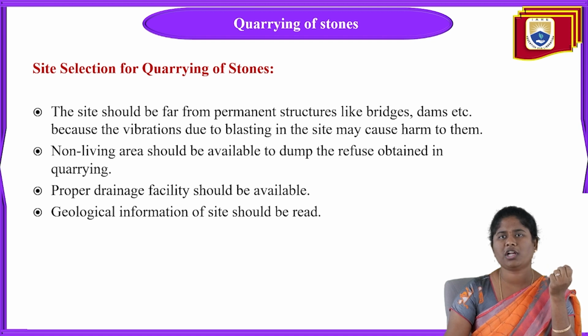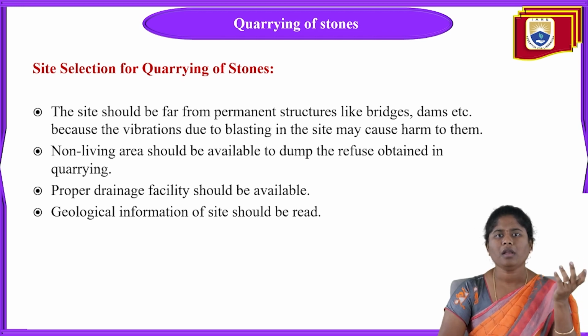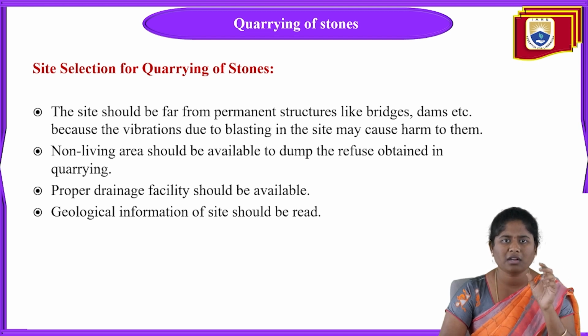And the next one is that geological information of the site should be read. Why is geological information important? What is meant by geology? Geology is nothing but the study of the earth's surface. We first study the physical properties of the earth. If the quarrying site is good geologically, we are going to use that site for the quarrying process. If the surface is very loose and the rocks are not strong, we are not going to use that site for quarrying.